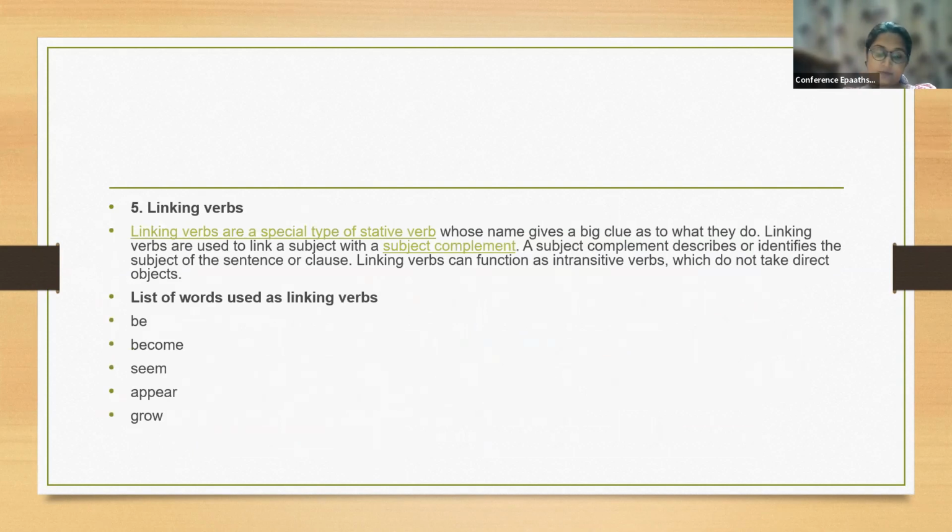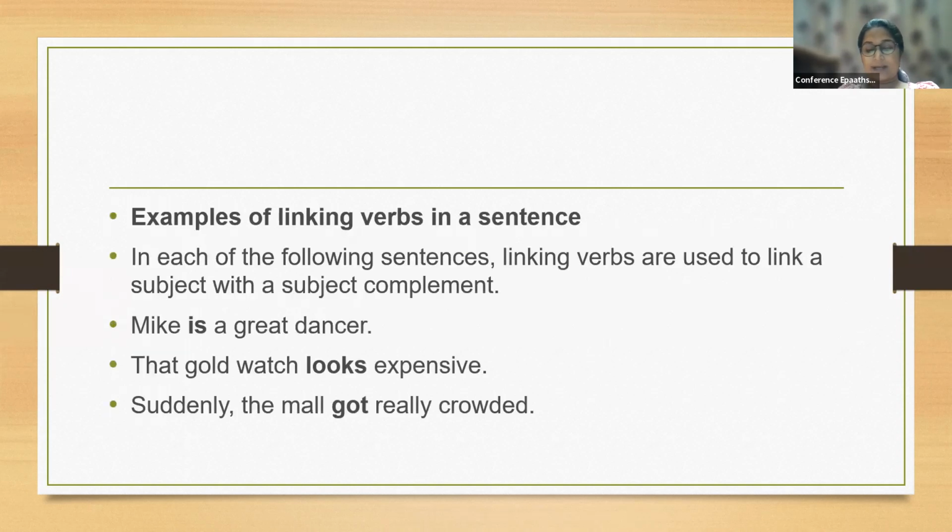Now linking verbs. What are the linking verbs? Linking verbs are a special type of stative verb whose name gives a big clue as to what they do. Linking verbs are used to link a subject with a subject complement. The subject complement describes or identifies the subject of the sentence or clause. Linking verbs can function as intransitive verbs which do not take direct objects. The list of words used as linking verbs includes be, become, seem, appear, grow, etc.